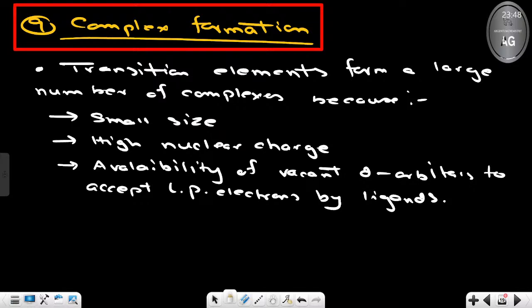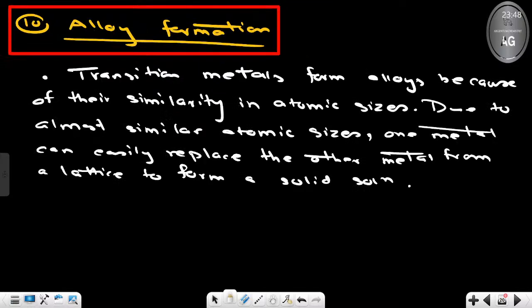Clear? Next, alloy formation. Alloy formation is again due to lanthanoid contraction. The sizes are almost the same. Second series and third series sizes are almost the same. So if their sizes are almost the same, one metal can easily displace the other metals from their lattice to form a solid solution. If you remember in solutions I told you that alloy is a solid solution, not a liquid solution.